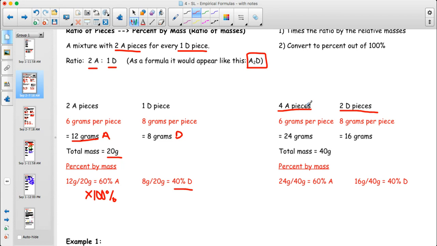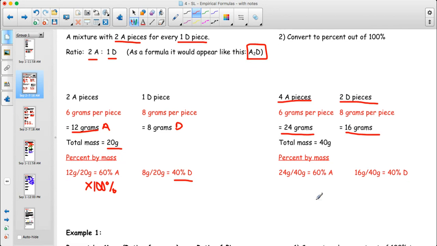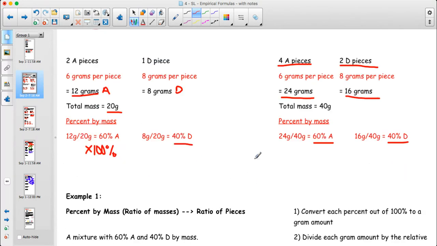Now, if I take those times the mass, that would mean 4 pieces would give me 24 grams of A. 2 pieces of D would give me 16 grams of D. That would make the total mass 40. And so 24 out of 40 is still 60% A by mass, and 16 out of 40 is still 40% D by mass. So it doesn't really matter which numbers we choose to carry out this process. So long as we keep the ratio the same, the ratio that we're given in the question, we should get to the same percentage by mass values.